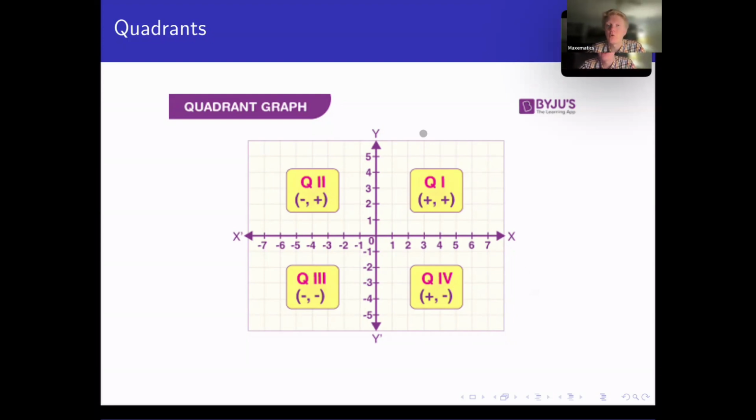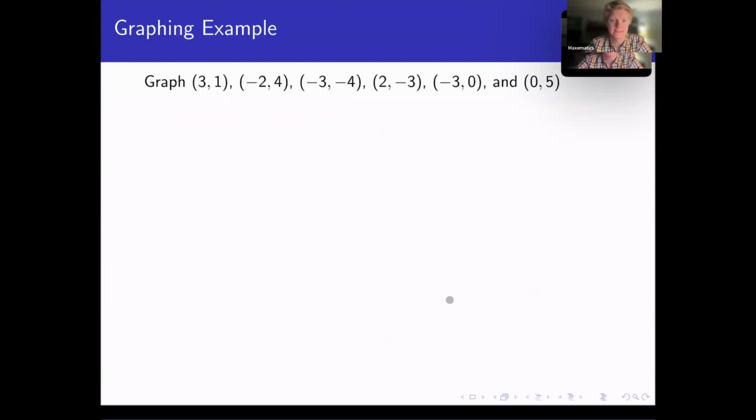pre-calculus. So quadrant 1 would be all the locations where x and y are both positive. Quadrant 2 would be every location where x is negative but y is positive. Quadrant 3, both x and y are negative. In quadrant 4, x is positive, y is negative.